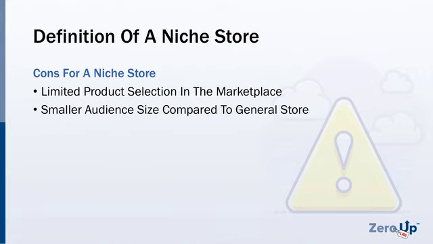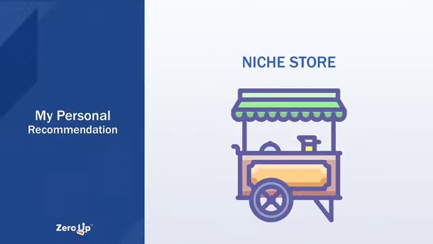Now, at the same time, because you have a limited product selection, your audience size is going to be smaller compared to a general store. Because with a general store, you can go after all kinds of people, but when you create a niche store, your audience size is going to be small, and it's going to be a lot smaller than the general store.